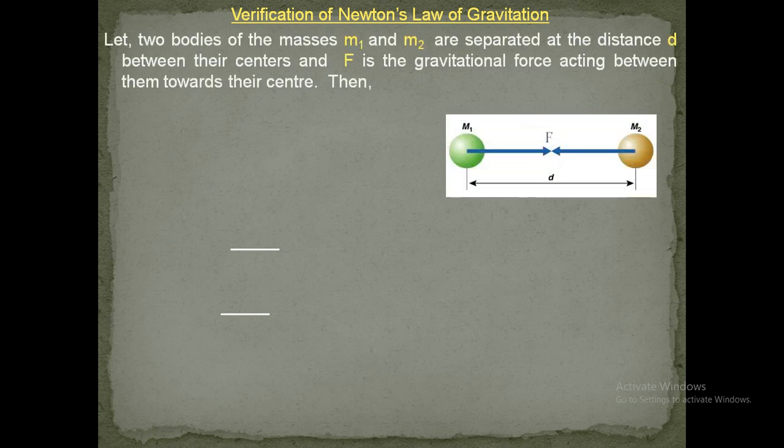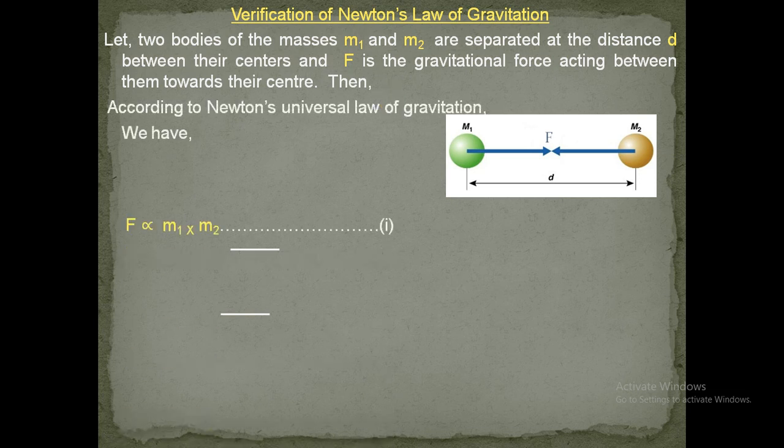Okay, let us take two bodies of masses m1 and m2, and they are separated at the distance d between their centers. And the force of gravitation between them is denoted by capital F. Then, from Newton's universal law of gravitation, what do we have? We have gravitational force is directly proportional to the product of masses of two bodies.